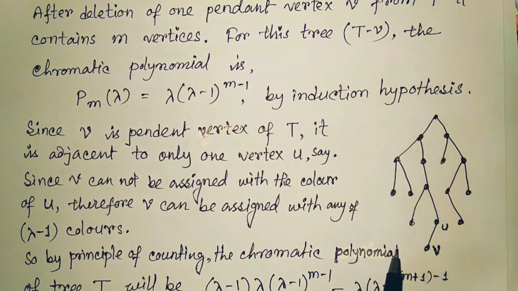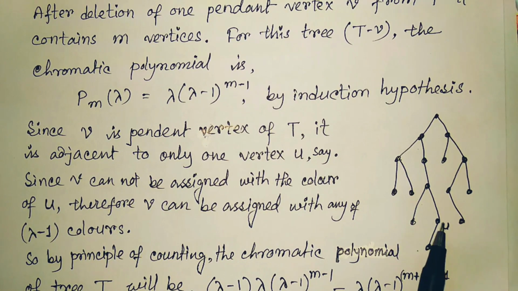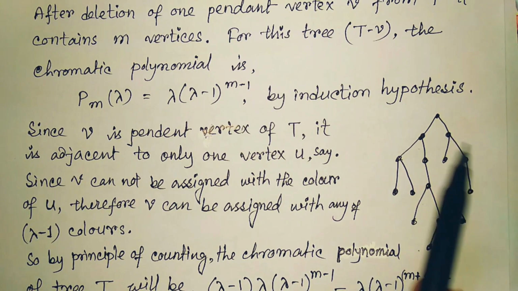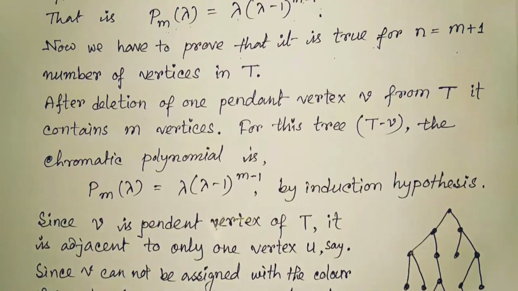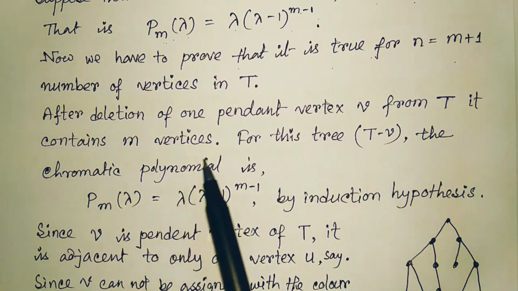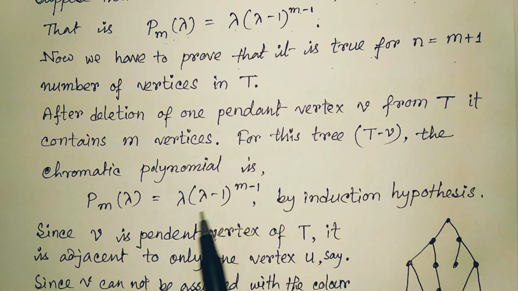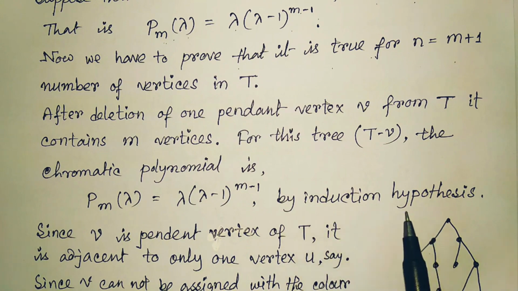If we give an example here or just a pictorial notation, then this one is a tree, suppose it has m plus 1 total vertices, and these are the two vertices we consider, one is u and one is v. Now we delete this vertex v. Then the remaining tree has a total of m vertices, and after removal of v, this edge is also removed. So after deletion of one pendant vertex v from T, it contains m vertices, and for this tree T minus v, the chromatic polynomial should be lambda of lambda minus 1 to the power m minus 1. So this is by the induction hypothesis.